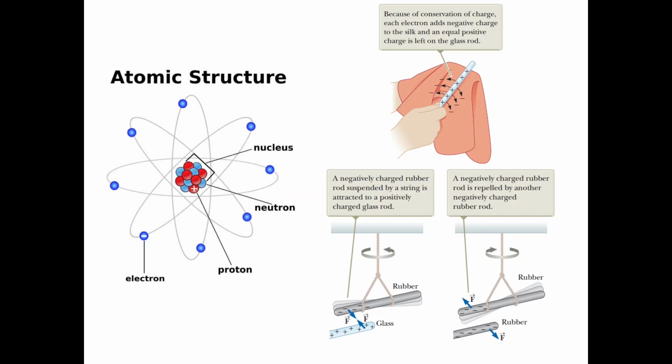What does it mean in terms of processes which are happening on this micro scale? Electrons are escaping the glass rod. Electrons are transferred from the glass rod to the silk, and then we have an electrically charged object.